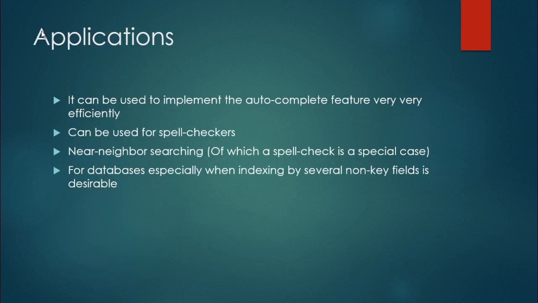And of course, it has some applications, so it can be used to implement the autocomplete feature very efficiently. For example, if you have a smartphone, you want to find something on Facebook, you are searching for something on Google, it is going to have an autocomplete feature, and it can be solved very easily with the help of these ternary search trees. Or it can be used for spell checkers, near neighbor searching, of which spell checking is a special case, of course. And for databases, especially when indexing by several known key fields is desirable. So I think it's a very important data structure, and there are lots of applications.